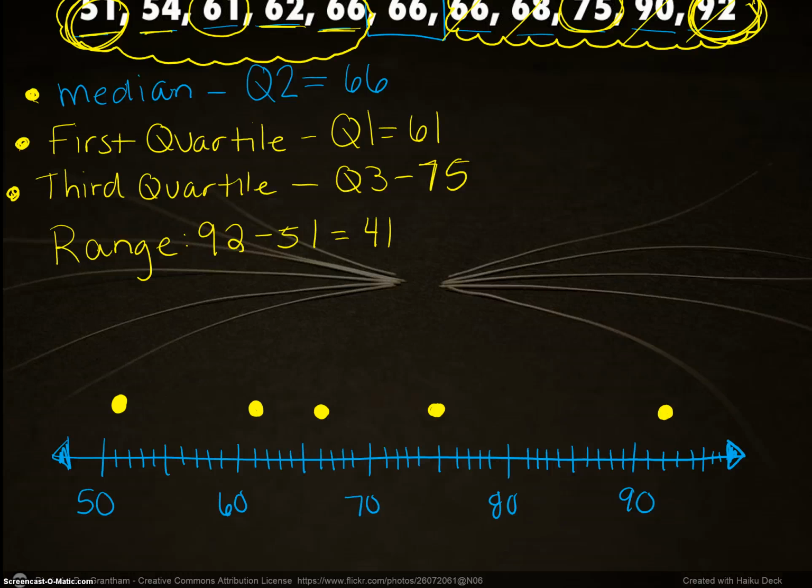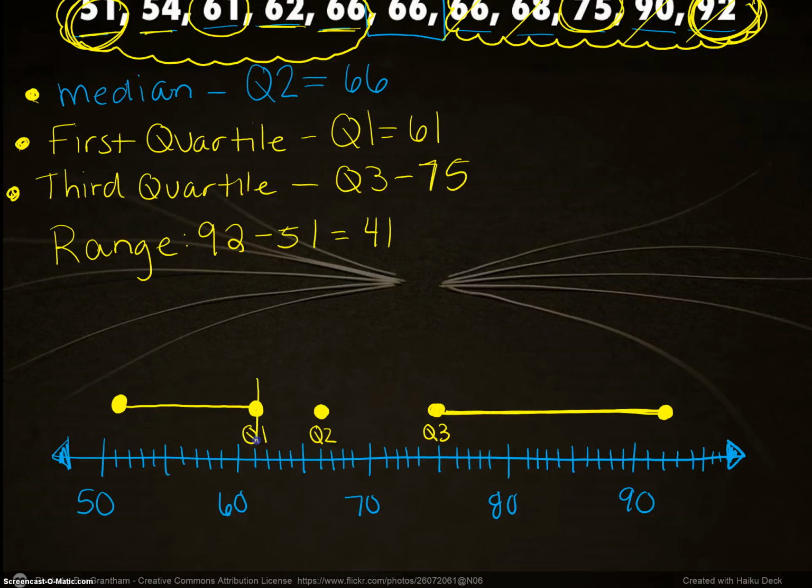From here, we need to create our box and whisker plot. Our whiskers are from our lowest data point to our first quartile. This is Q1 right here. Q2, if you want to label these to help you out. The whisker also goes from the highest point in your data down to the third quartile.